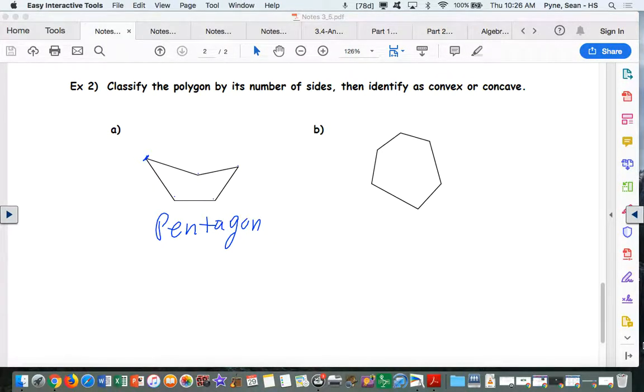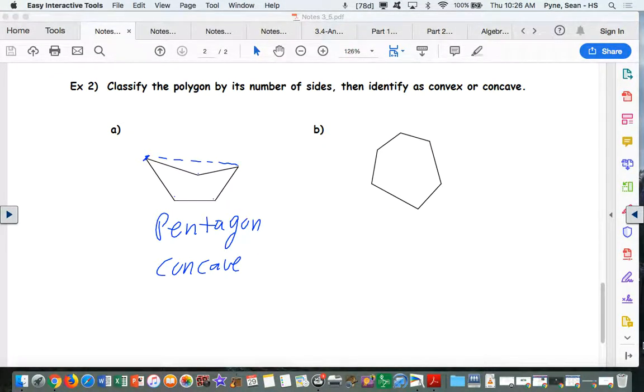So now we have to decide whether it's concave or convex. What does that mean? Concave. It's concave. Why do you say concave? It does look like it's caved in. You see that it indents in. The other way we identify is if I can draw a dotted line from one vertex to another on the outside of the shape, that's concave. I just kind of remember it as being caved in.